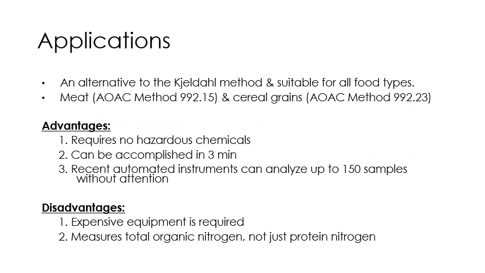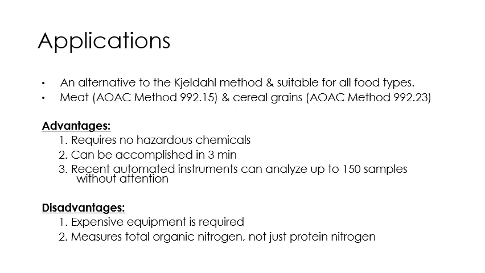Dumas is an alternative to Kjeldahl methods and it's suitable for all food types. It's particularly an official method to determine proteins in meat, such as AOAC method 992.5, and also cereal grain, which is AOAC method 992.23. The advantage of Dumas is that it doesn't require any hazardous chemical compared to Kjeldahl.